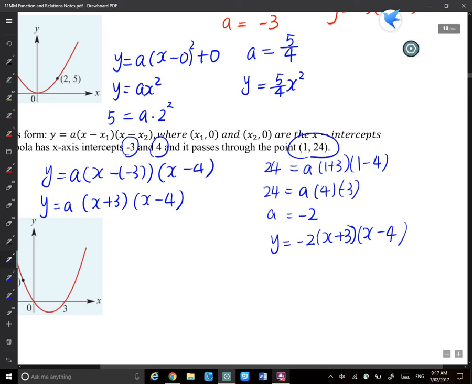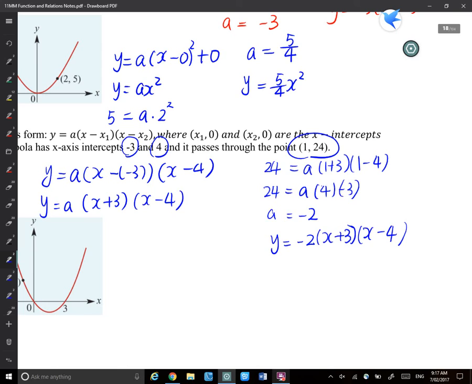Okay, if you have a turning point, use the turning point form. If you have 2 x-intercepts, use the intercepts form. If you have only 1 x-intercept, do not use the intercepts form, because you cannot set it up. You need information for 2 x-intercepts, and then you can write the intercepts form.